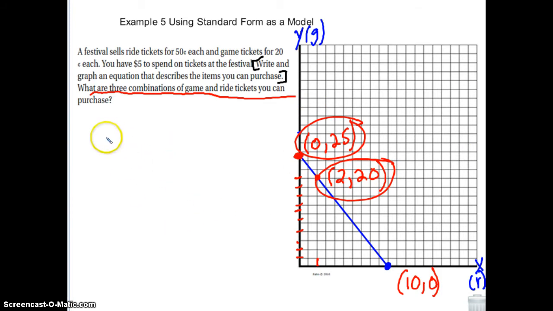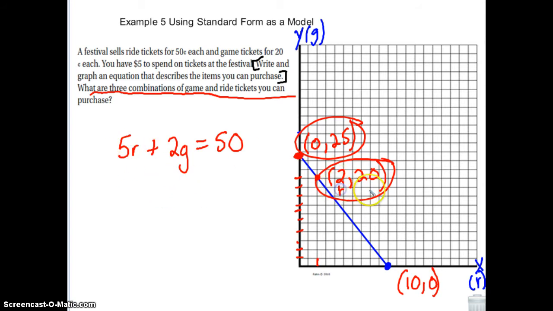Our original equation was 5r plus 2g equals 50. Let's see if that works with the money that we have. Some of you would say, well, I only have $5. Remember, we moved the decimal over.